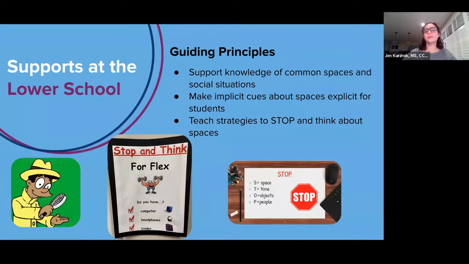So what that looks like for the lower school is helping take implicit knowledge about common spaces and social situations that our students engage in and make that explicit for students. So there's a couple different strategies that we use very consistently, and this is one of those strategies that, again, may help certain profiles specifically, but all of our students really benefit from explicitly engaging in this work and stopping to think about these things.